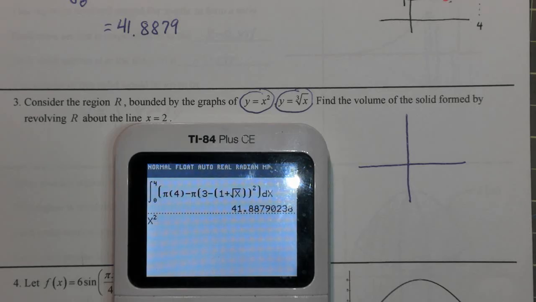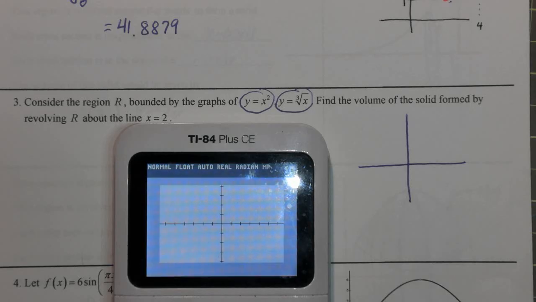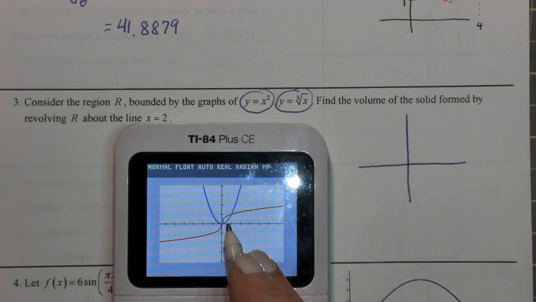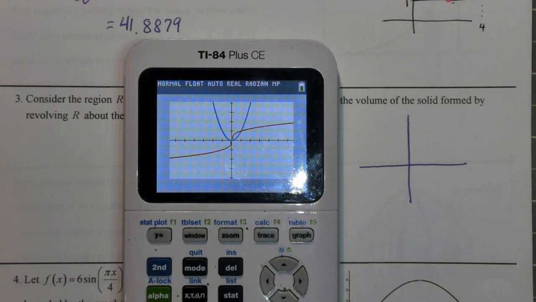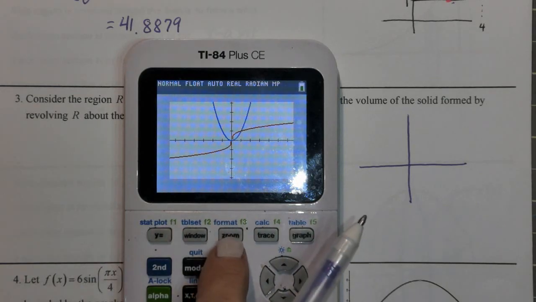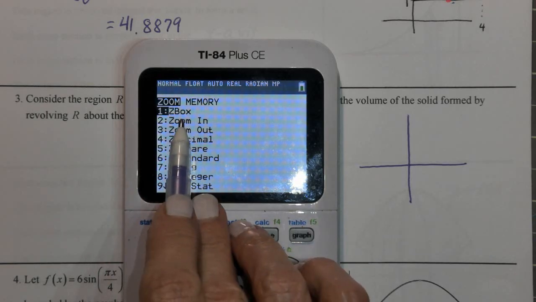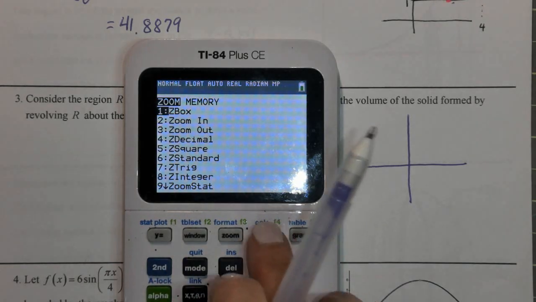X squared and cube root of x, which is x to the 1/3. Zoom 4. Where's the region? The region is right here. If I want to zoom into that region, the easiest way I know of is zoom box. So hit zoom. The very first thing there is box. Hit box. Oops, shucks. Let's do that again.